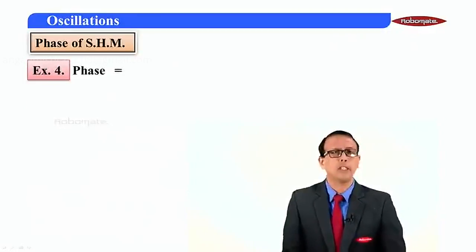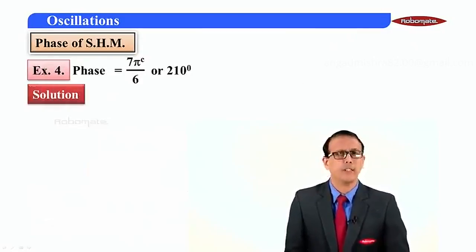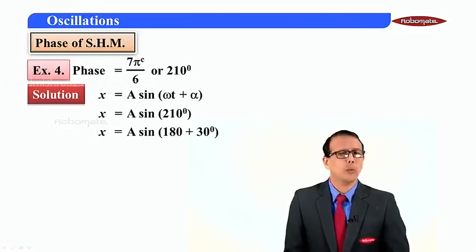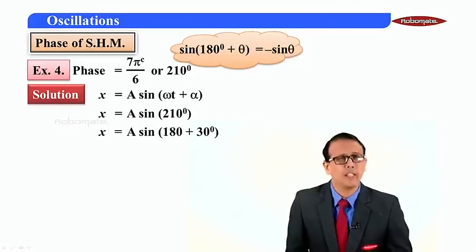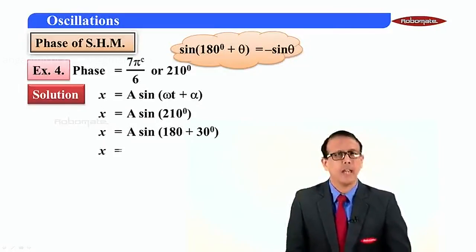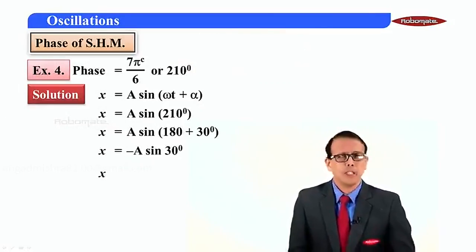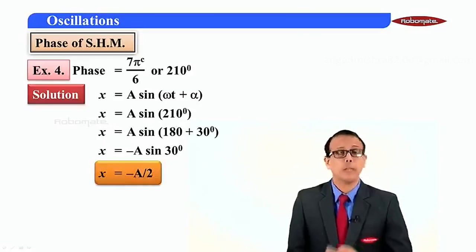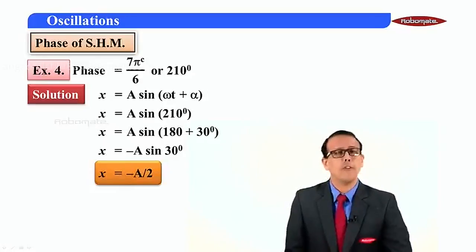Let's understand through one more example. This time the phase is say 7 pi by 6 radian, that is 210 degrees. Again, if I put it in the equation of motion, I get it this way. 210 can be written as 180 plus 30. From trigonometry we know sin (180 plus theta) is minus sin theta, and therefore x becomes minus a sin 30. Sin 30 is half, and hence x is equal to minus a by 2. Minus a by 2 implies that the particle is towards the left of the mean position.